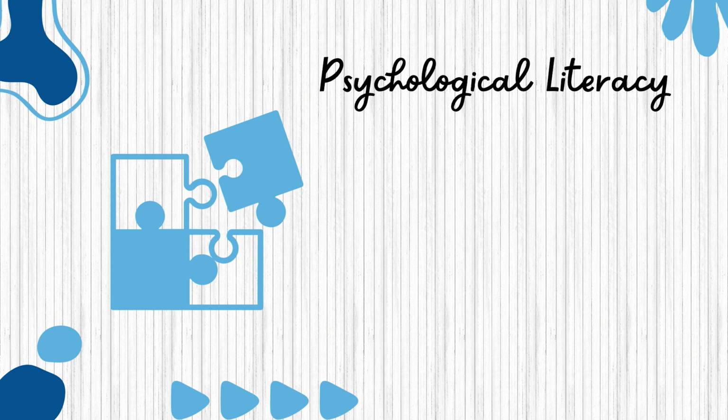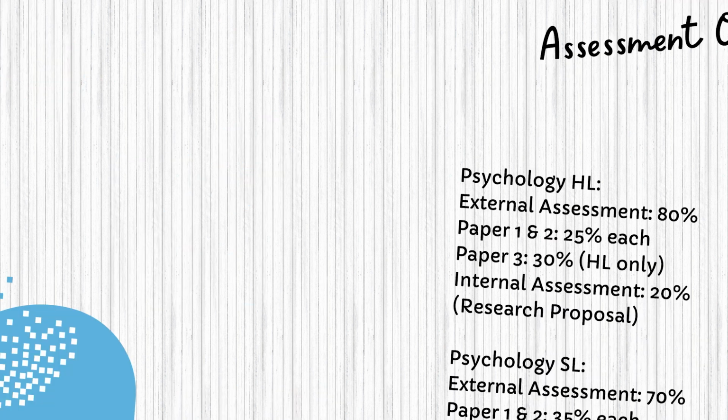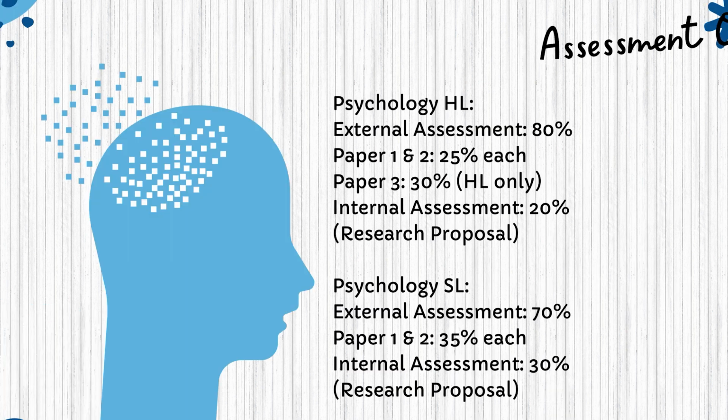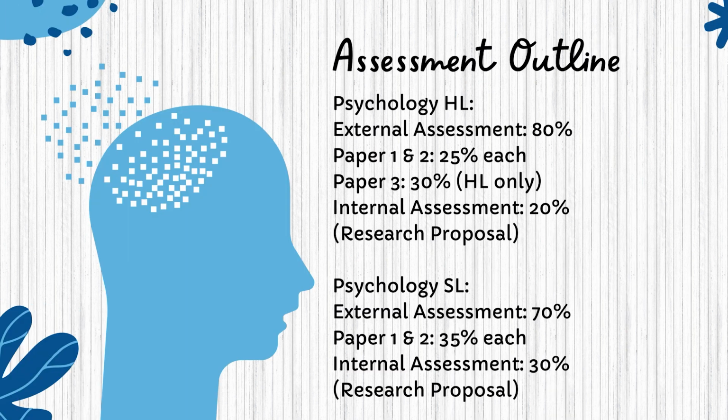Coming to assessment outline, there is a difference in weightage for HL and SL students. For HL students, external assessment is 80%, with paper 1 and paper 2 having 25% each, and paper 3, which is exclusively for the HL students, has 30% weightage. And coming to internal assessment, it carries 20% of the final marks, where students are expected to write a research proposal. In the case of SL students, paper 1 and paper 2 have 35% weightage, and together external assessment carries 70% of the weightage.